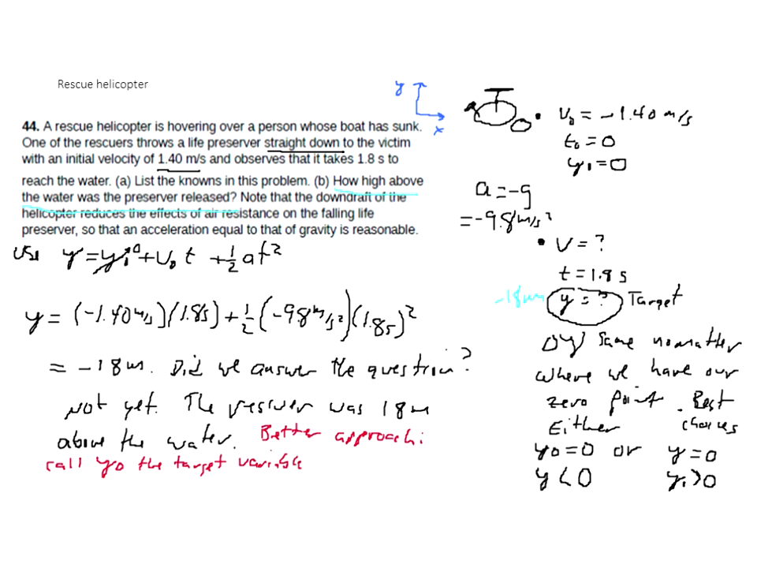So call y0 the target variable. Then we can call y equal to 0. So the water level is 0. Actually, it's right here. The water level is 0. And we'd actually get a positive answer, because this would have been 0, and we would have then moved this one over to the other side of the equal sign. These two would have been negative. This would have been a negative number. All of the negatives would have canceled each other out.